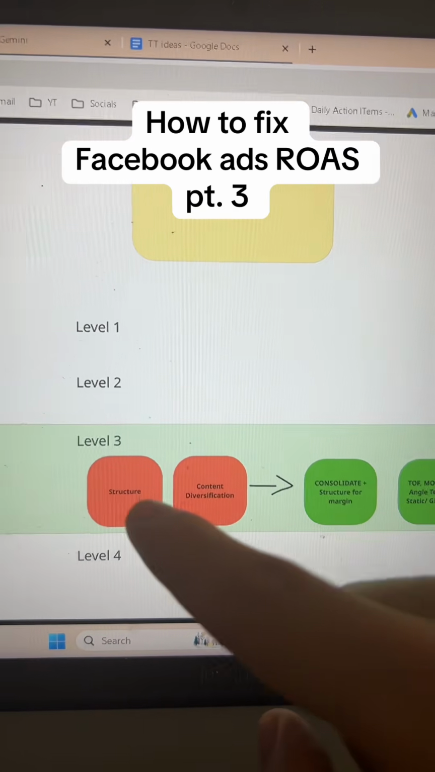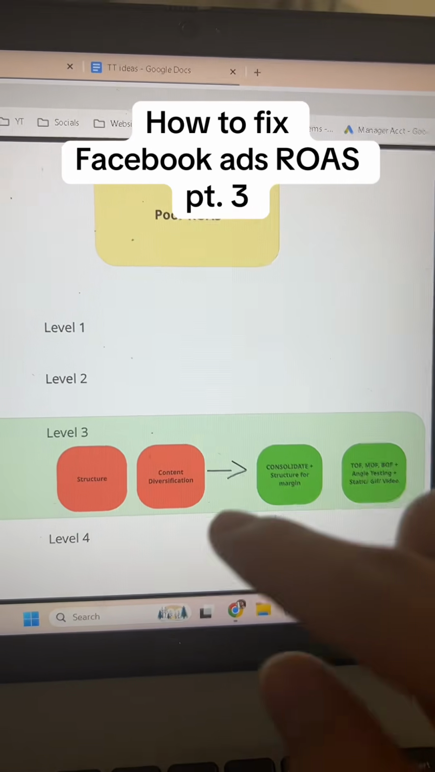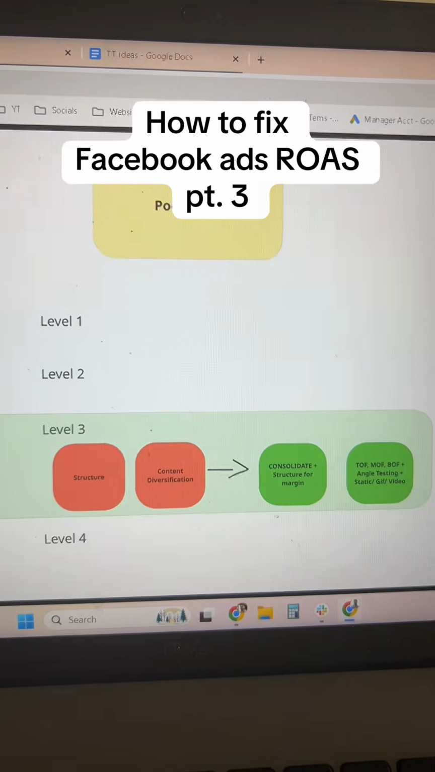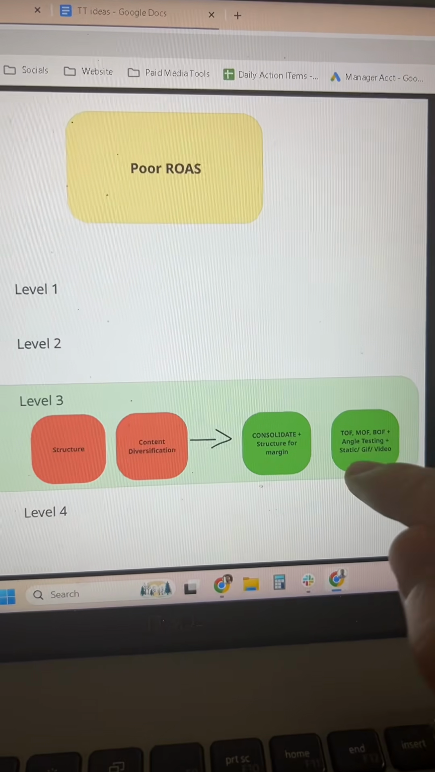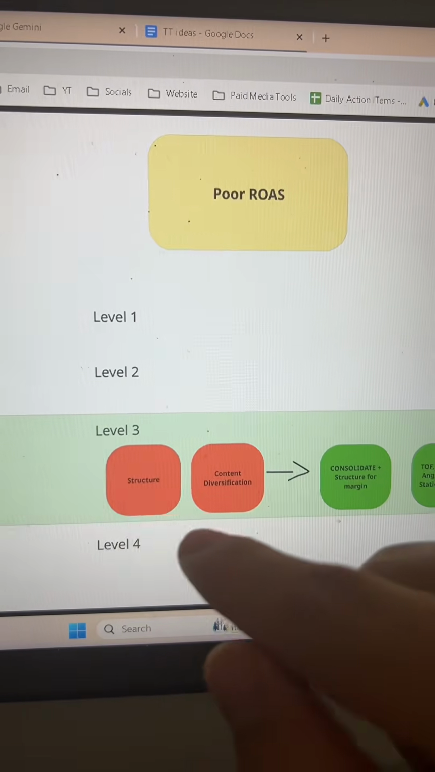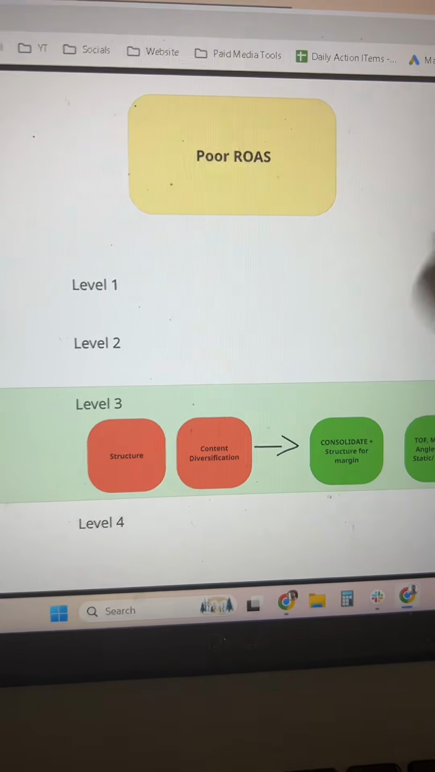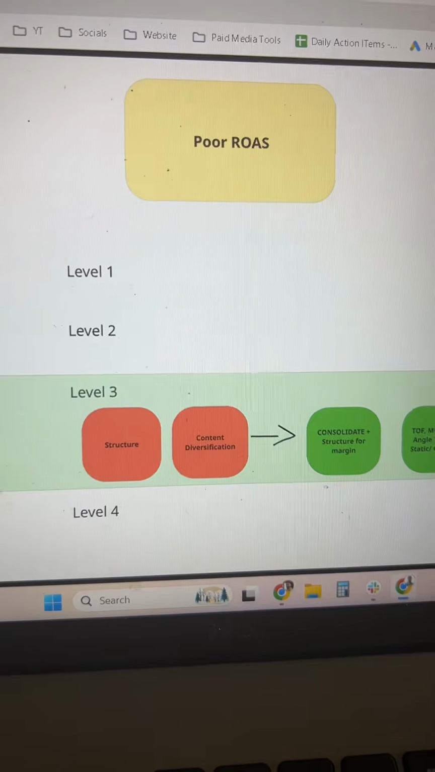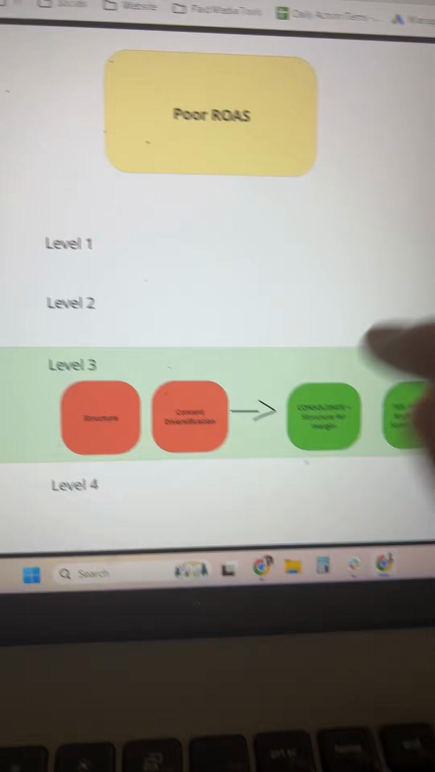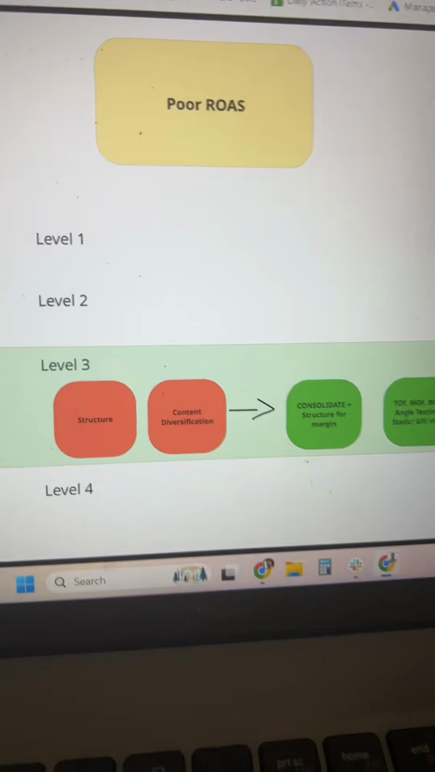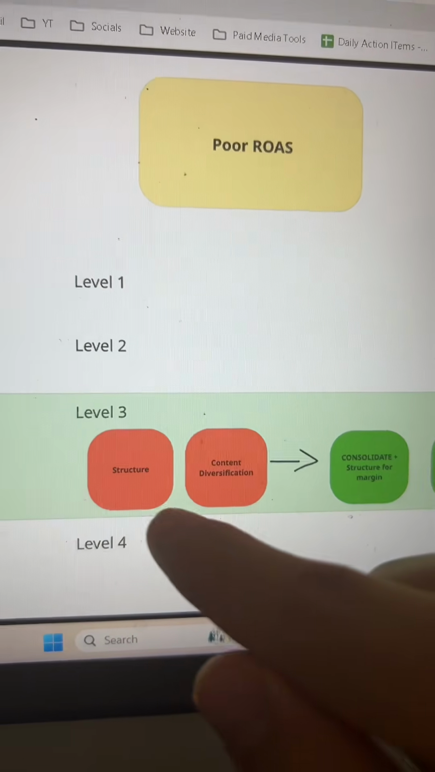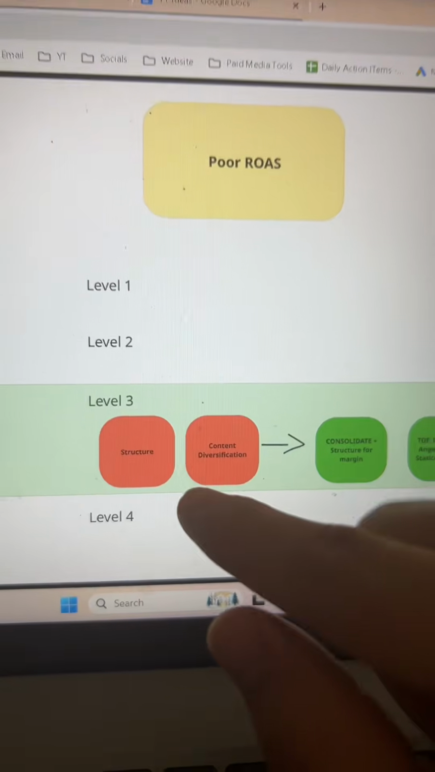If you're running Facebook ads, this is part 3 of my series about why your ad account performance is suffering and what you can do to fix it. So in level 3, it is structure and content diversification. Those are very common issues and really big issues with ad accounts that, if solved, can actually fix your performance pretty quickly.